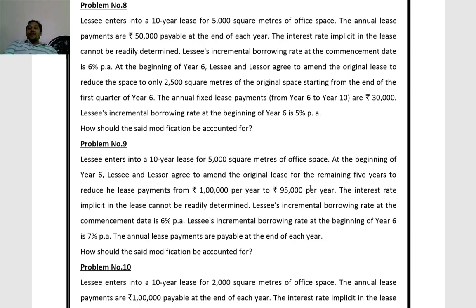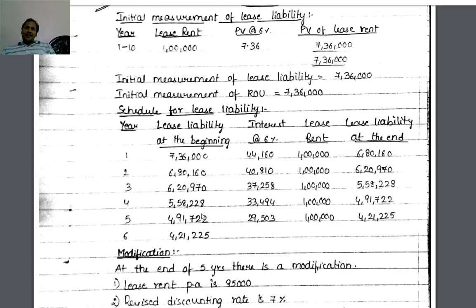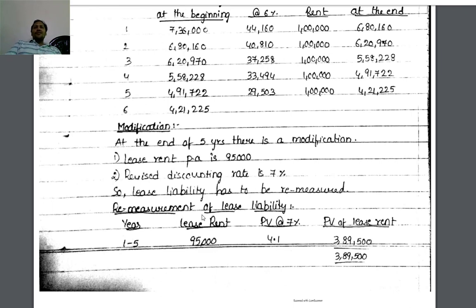Now the specialty of the problem: as part of modification, lease rent reduced from 1 lakh to 95,000. Discounting rate increased from 6 to 7%. So because of the decrease in lease rent, ultimately the liability has reduced. This is other modification. Simply we have to arrive at the revised lease liability. We have to remeasure the lease liability. So this is neither an increase in scope nor a decrease in scope, just other modification. In case of other modification, you have to remeasure the lease liability. If there is any increase in the liability, to that extent the ROU asset has to be increased. If there is any decrease in the liability, to that extent the ROU asset has to be decreased.